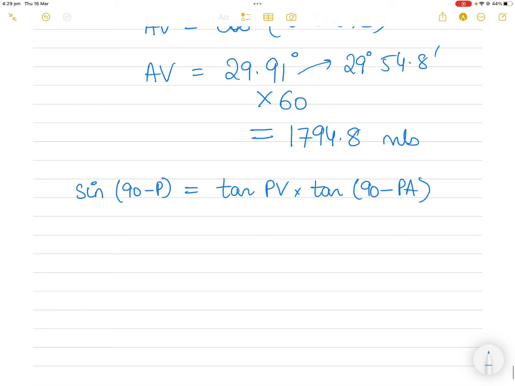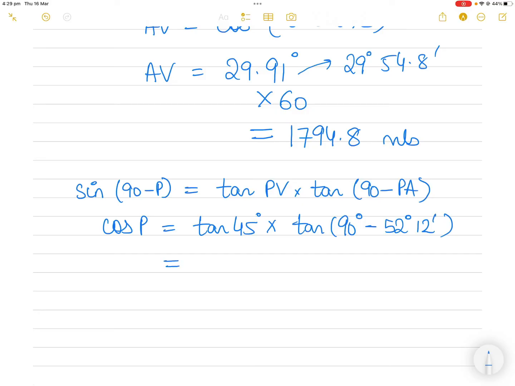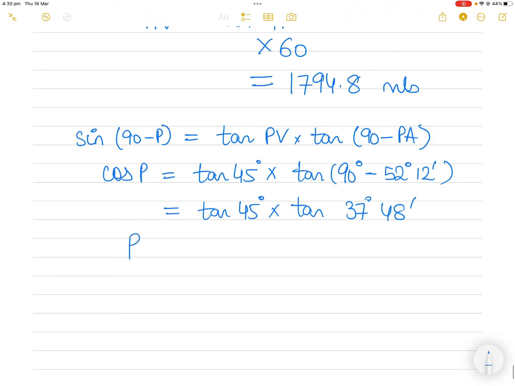Again, sine 90 minus P can be written as cos P, and tan PV is of course 45 degrees, and this becomes tan of 90 minus PA. PA is nothing but 52 degrees 12 minutes. So this is tan 45 times tan of 37 degrees 48 minutes, or P, and I will call it P1. Why? Because this P is not the whole angle P. Let me go back and show you. This will be 39 degrees and 8 minutes.